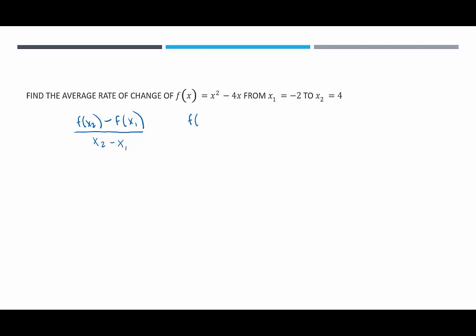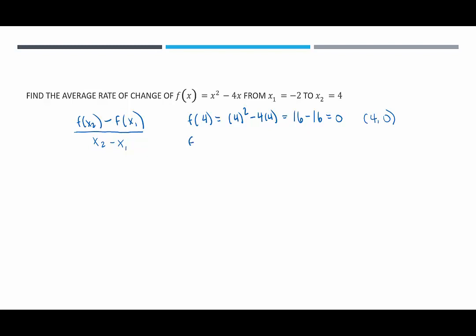F of x sub 2 is 4, so f of 4. This is 4 quantity squared minus 4 times 4. 4 squared is 16, and 16 minus 4 times 4, which is 16, is 0. Okay, so now we have one ordered pair, (4, 0).